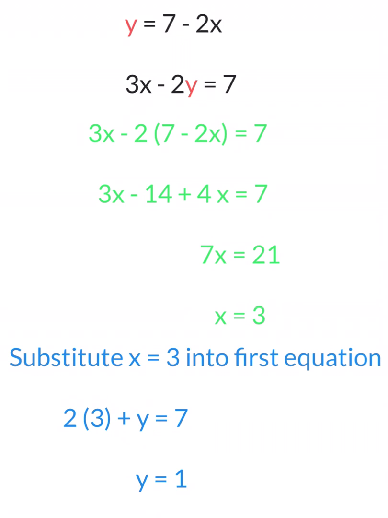Substitute x equals 3 into the first equation. Now I'm using this from the page before. 2 times 3 plus y equals 7. So y equals 1. So our solution to this simultaneous equation is x equals 3, y equals 1.